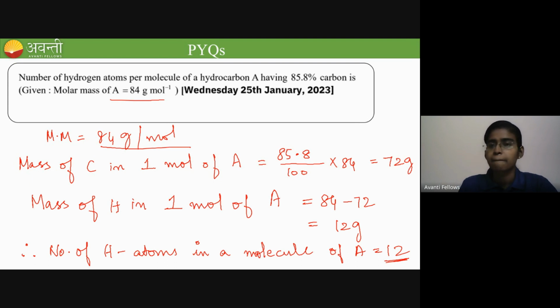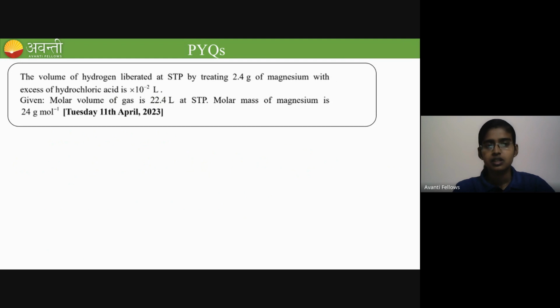Okay. Now moving on to the next question. The volume of hydrogen liberated at STP by treating 2.4 gram of magnesium with excess of hydrochloric acid is dash into 10 to the power minus 2 liter. Molar volume of gas is 22.4 at STP. Molar mass of magnesium is 24 gram. So we have to find out the volume of hydrogen liberated. It is the same as the previous question, right?